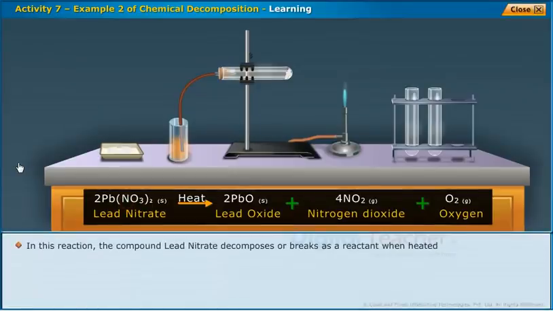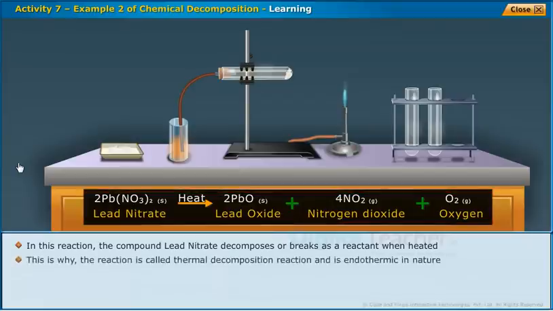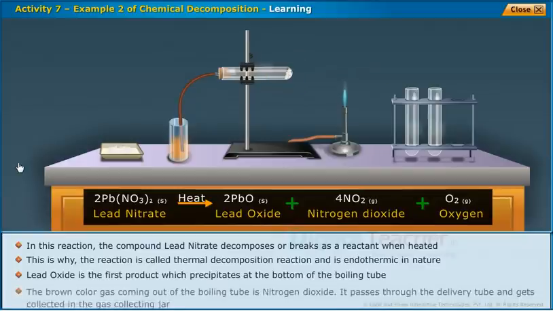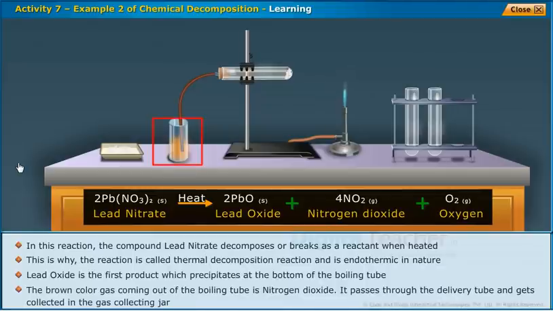In this reaction, the compound lead nitrate decomposes or breaks as the reactant when heated. This is why the reaction is called thermal decomposition reaction and is endothermic in nature. Lead oxide is the first product which precipitates at the bottom of the boiling tube. The brown color gas coming out of the boiling tube is nitrogen dioxide. It passes through the delivery tube and gets collected in the gas collecting jar.